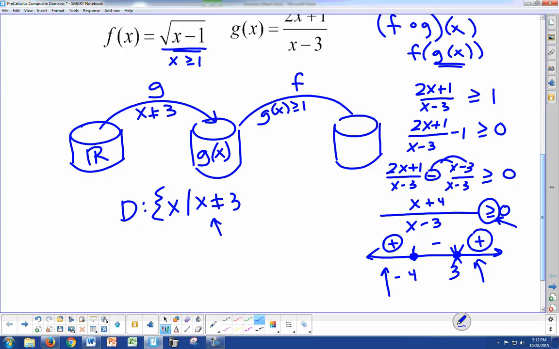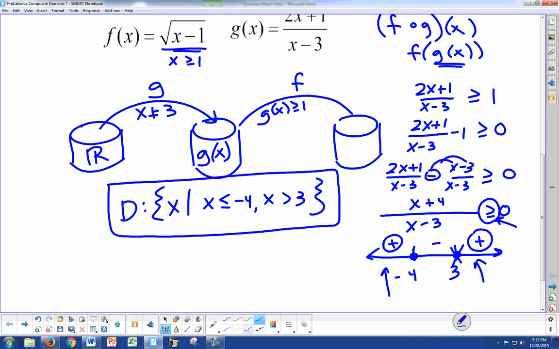So I'm going to rewrite my domain a little bit. I realize x cannot equal 3, so I'm going to leave that out, but I'm going to write it this way: x is less than or equal to negative 4, x is greater than 3. And that was a very tricky one because of that inequality that we had to solve in the second part.